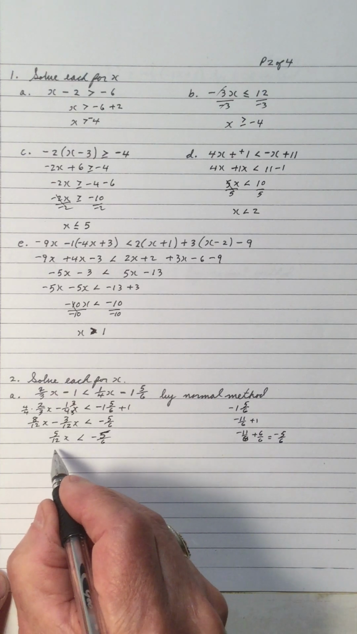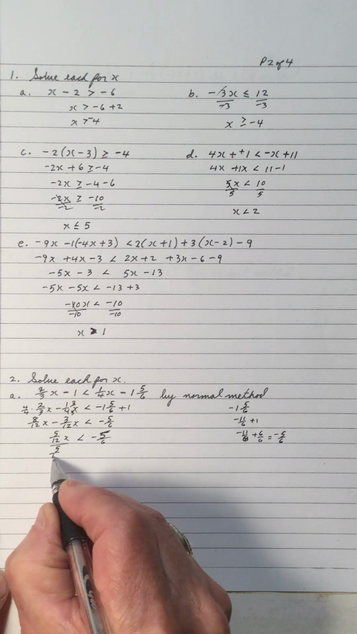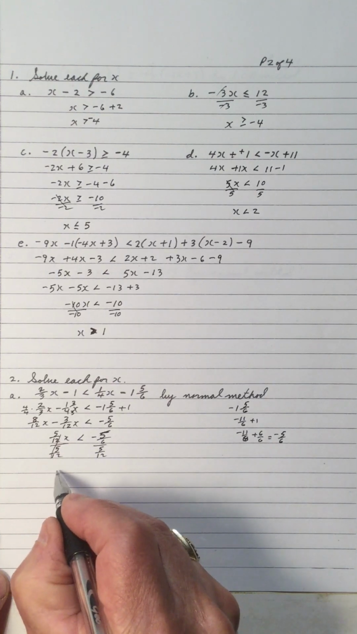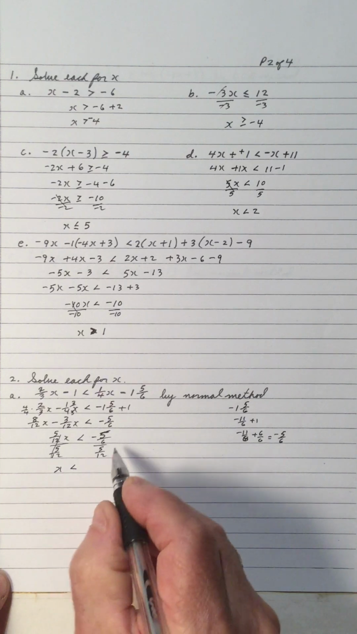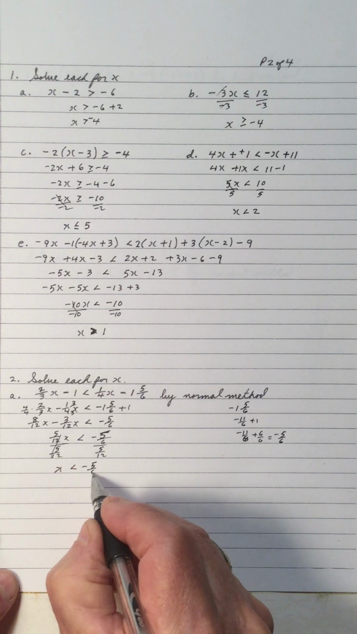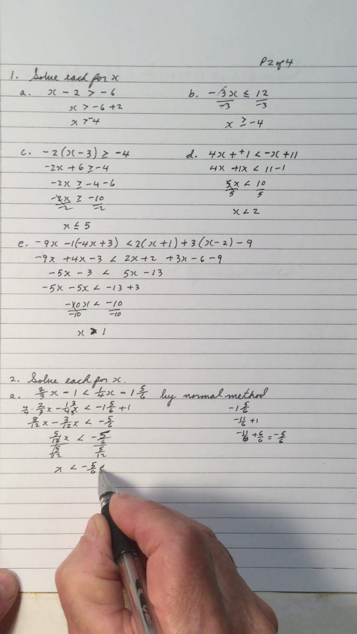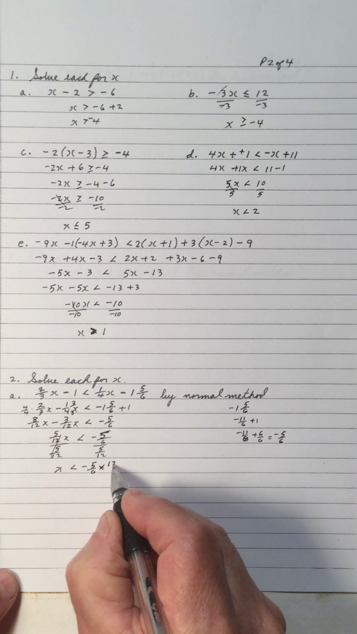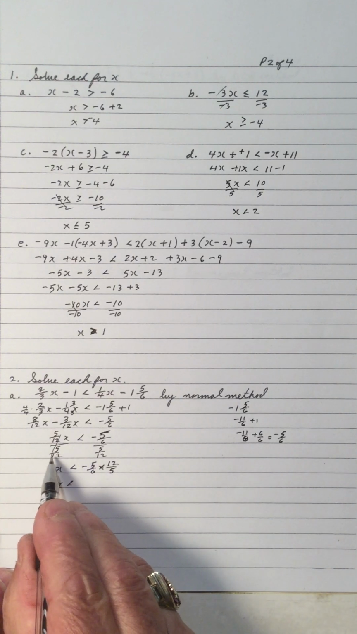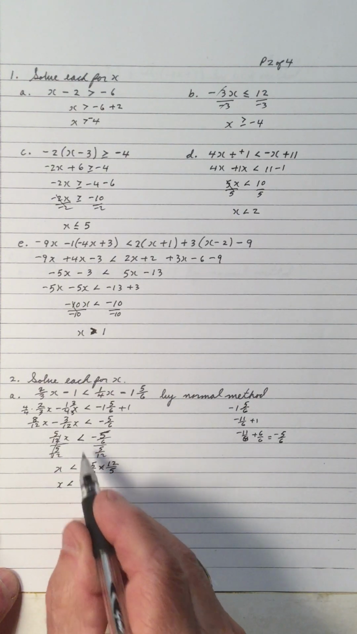I can divide by 5/12 on each side, like this. So they cancel to give me x. But because I divided, so that's negative 5/6. Dividing is the same as multiplying by the reciprocal, which is 12/5. So x is less than... And I never divided by a negative number, so I don't change it. The less than stays a less than.